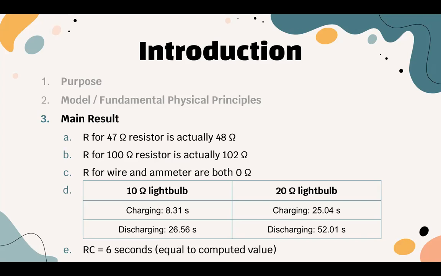From my graph, I got an RC of 6 seconds, which was also equal to the computed value from the actual circuit.